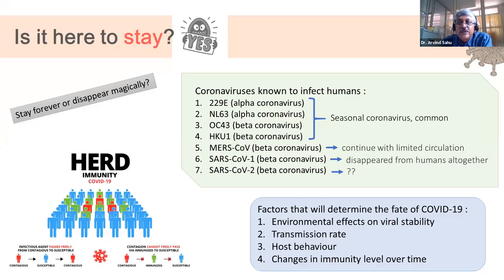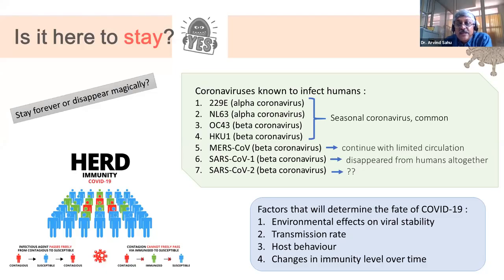For example, MERS was another coronavirus, which is much, much more fatal than SARS-CoV-2, and there is still limited circulation of it. SARS-CoV-1 somehow disappeared mysteriously, and we don't understand how it disappeared. And there are also seasonal coronaviruses, like the flu, which happen every year, something like in Hong Kong. These are still there. So what are the factors which determine the fate of any virus?